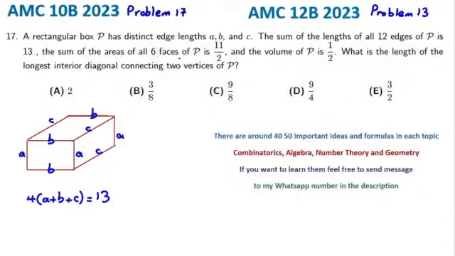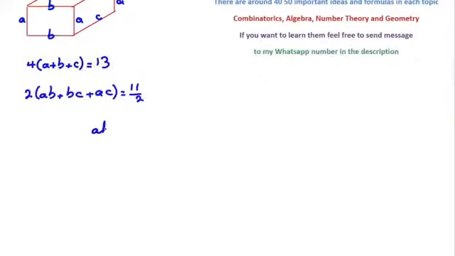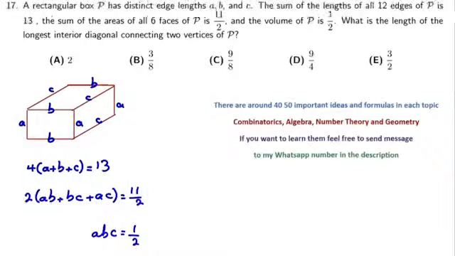The sum of the areas of all 6 faces is 11 over 2. So ab, this face, front and back. So 2 times (ab plus bc, top and bottom, plus ac, right and left) equals 11 over 2. And the volume is 1 over 2. Volume is what? abc. abc is 1 over 2. And then it wants the longest interior diagonal connecting two vertices of P.